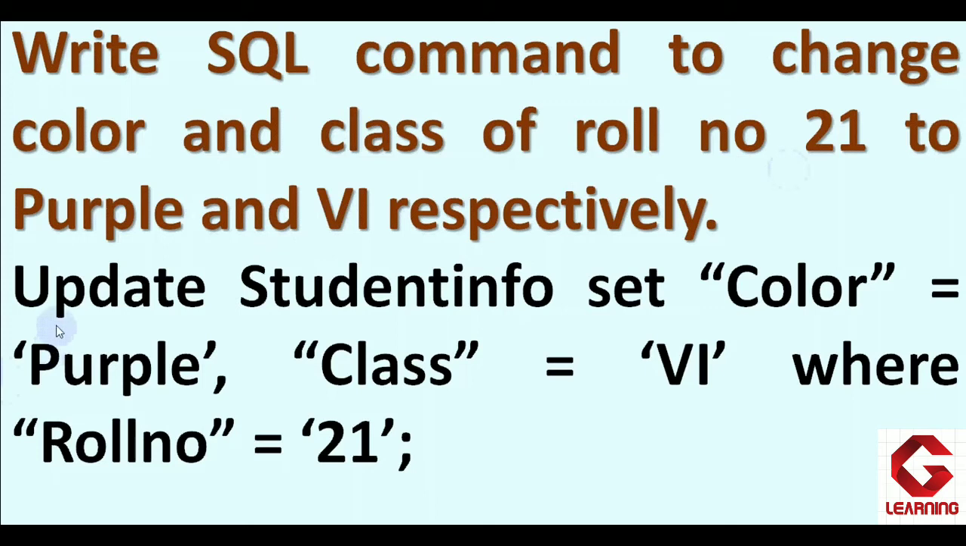Again we are going to change the values of two columns, color and class, of the table student info, so we have to use the update command. The update command for this case is: update student info, thereafter set, and as we are going to change color first, color equals purple, and class also we have to change to 6, so class equals 6. Then we have to give a condition because we want to change these values for roll number 21, so the where clause: where roll number equals 21, and a semicolon to end this.